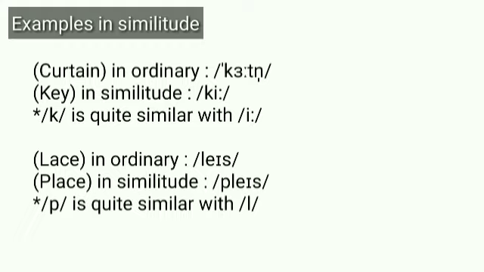Then we have another example in the word k. The k sound in k is quite similar to the e sound. K is similar to e. This is called similitude. Then we have lace and place. Lace, the L sound is pronounced as ordinary. Then place, the p sound is pronounced like the L sound.